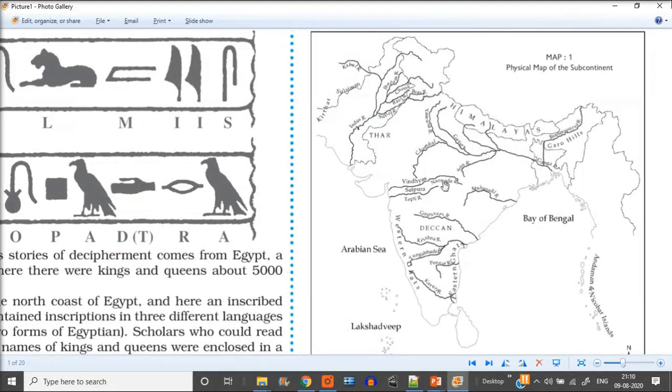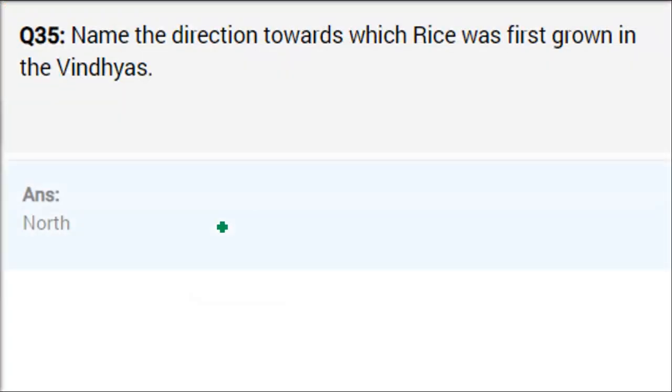Name the direction towards which rice was first grown in the Vindhyas. Vindhyas. So this is the Vindhyas. So north direction. Above this, this is in Madhya Pradesh, north. Vindhya is this, north direction, upper direction.